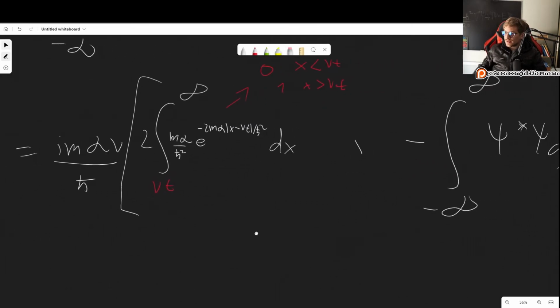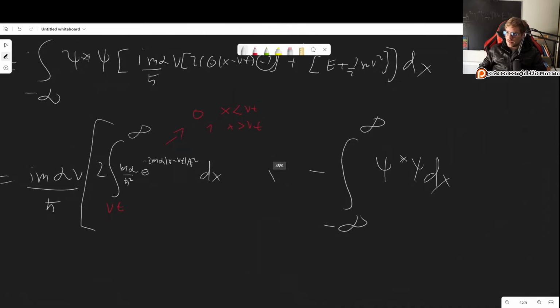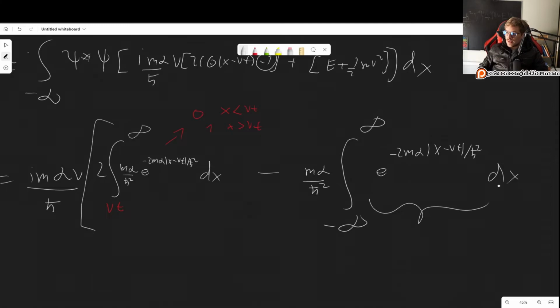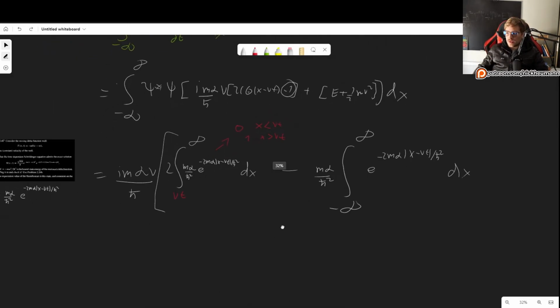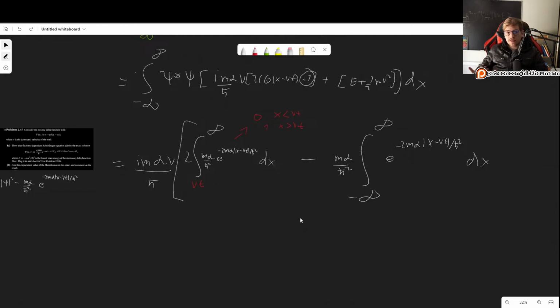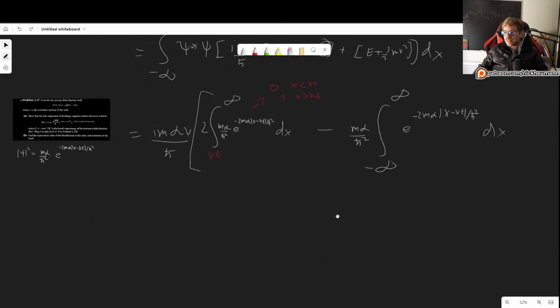So that is the first integral, and well, the second one is the same, right? We have to plug that in, so minus, and this integral is from minus infinity to infinity of e to the minus 2mα absolute value of x minus vt over ħ squared, and dx, and the constants are here, so mα over ħ squared. And this, of course, is going to be 1 if the function is normalized. We haven't checked, so maybe this is a good time to check. So is the wave function normalized?